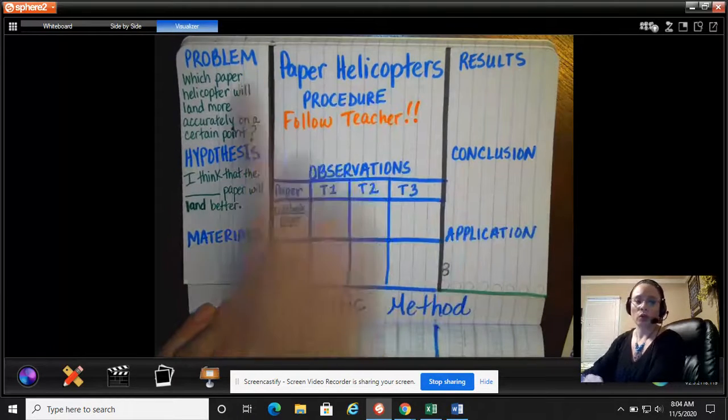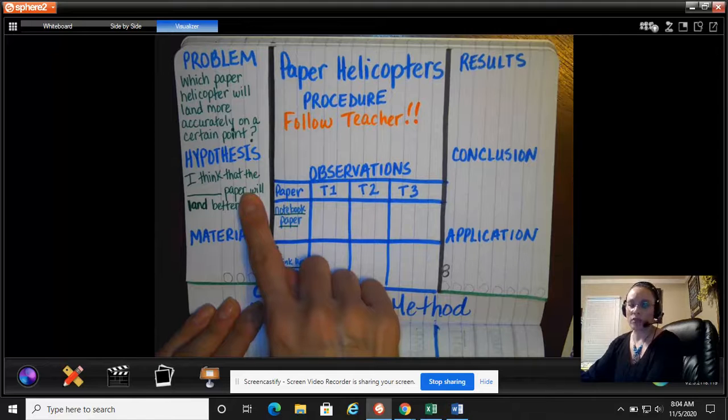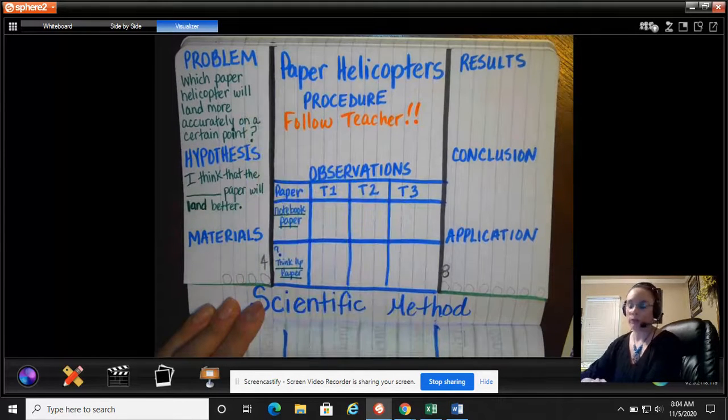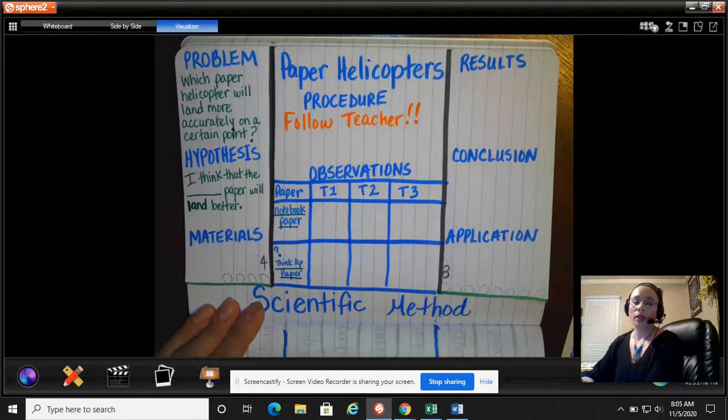What's the problem? Which paper helicopter will land more accurately on a certain point? Then you write your hypothesis. You answer that question before you do the experiment. So I think that the notebook paper helicopter, or the Think Up paper, will land better.